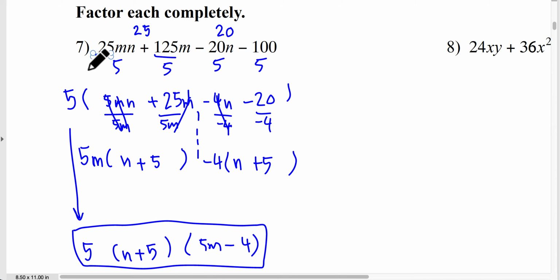If you forgot to do the GCF in the beginning, please keep in mind you could always factor it out of one of the parentheses at the end.